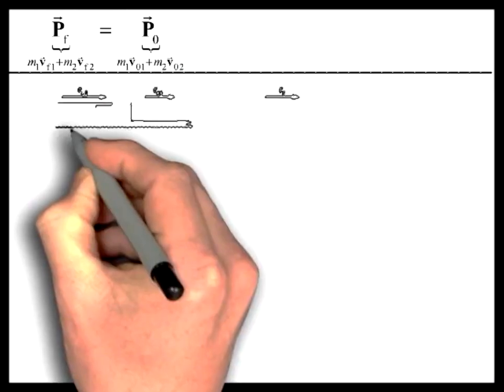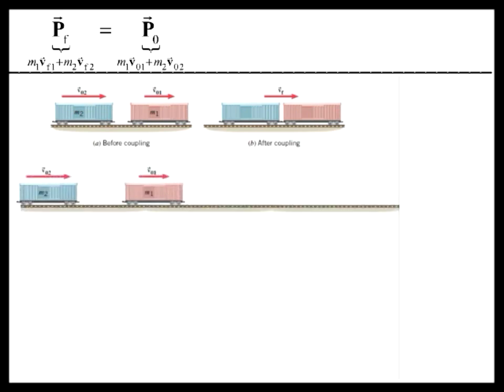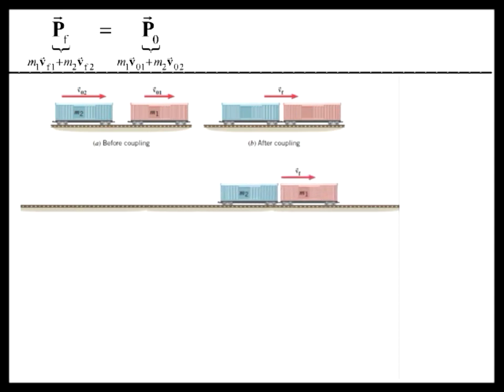As an example of how we can apply the principle of conservation of linear momentum, consider the following situation, where two boxcars are moving in the same direction along a straight section of track at different but constant velocities. The boxcars have masses of m1 and m2 and initial velocities of v initial 1 and v initial 2. Boxcar 2 overtakes boxcar 1 and couples to it. What is the final velocity of the two cars immediately after they become coupled?